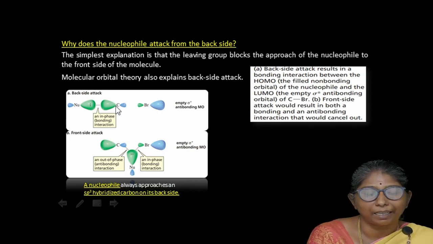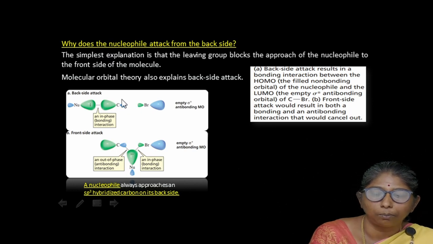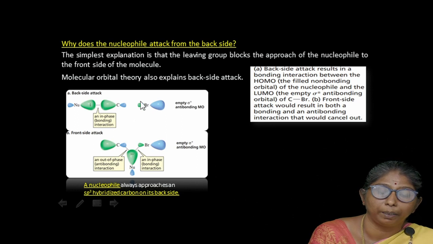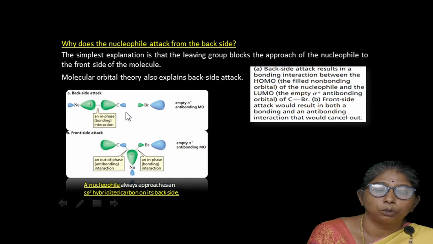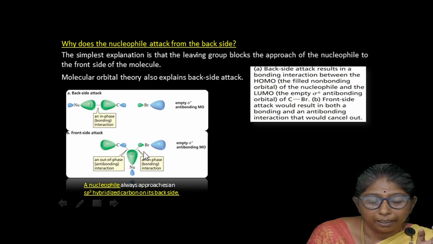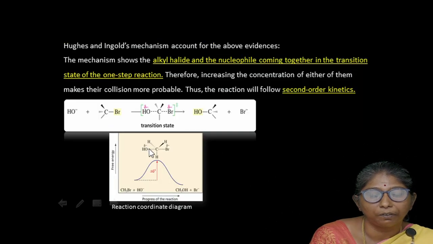Here, if you see a backside attack, the nucleophile contains the HOMO, the filled non-bonding orbital. The filled non-bonding orbital of the nucleophile combines with the empty sigma star antibonding orbital of carbon. They are in phase, so a bonding interaction takes place, and the reaction will take place very quickly. But if the nucleophile approaches from the side where the leaving group, Br, is, then the interaction is out of phase antibonding.